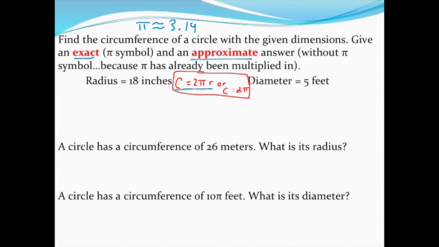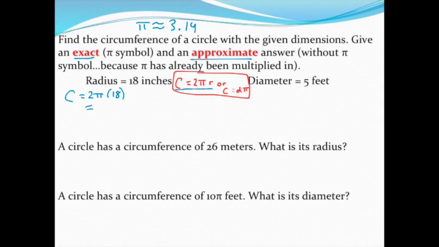So let's take a look at this first problem. We have a radius of a circle that's 18 inches. So I'm going to use my 2 pi r formula and say circumference is equal to 2 times pi times my radius, which is 18. Well, to get your exact answer, just do all the work around the pi. The pi symbol kind of just comes along for the ride. You just kind of put it on your answer when you're done.